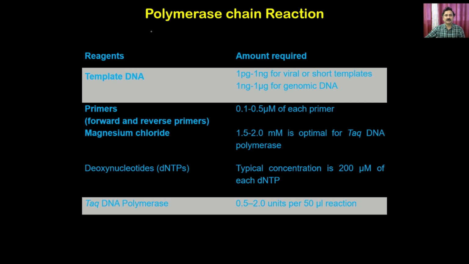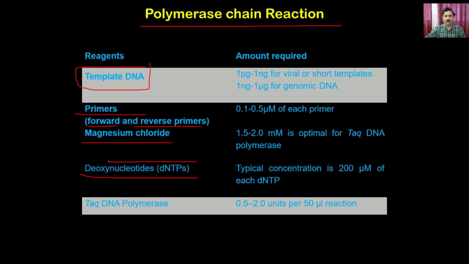These are the reaction mixtures. So you are going to have the template DNA, you are going to have the primers. As I said, you're going to have the two different types of primer, the forward primer as well as the reverse primer, and then you have to have the magnesium chloride, the deoxyribonucleotides or the dNTPs, which are actually the building blocks for the DNA, and then you also require the thermostable Taq DNA polymerase.